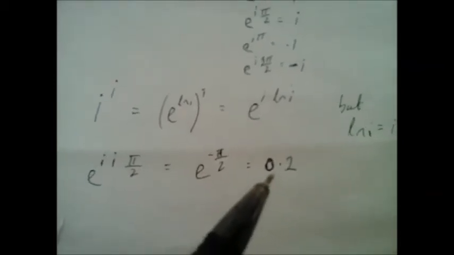Now i squared is minus 1, so the whole thing boils down to e to the power minus pi over 2. Now you can bang this in a calculator and find the answer is 0.2. Well, it rounds to 0.2. So, amazingly, an imaginary number to the power of the imaginary number, or i to the power i, equals 0.2. Crackers, eh? Okay, there's another way to look at this.